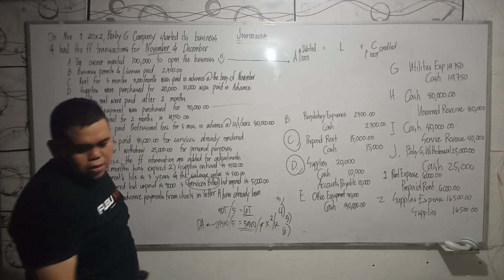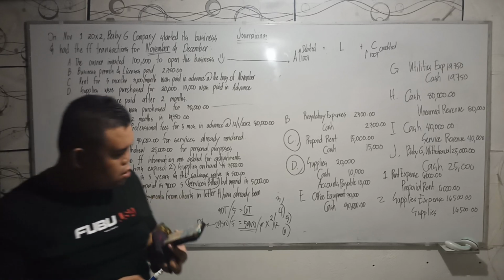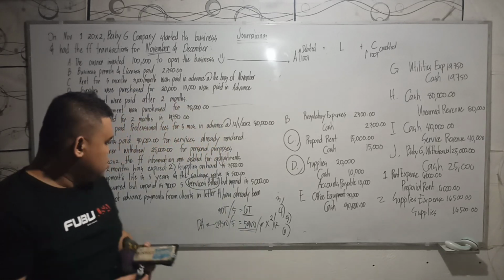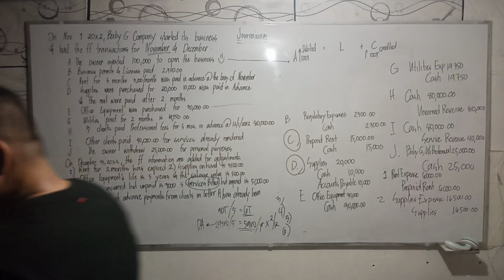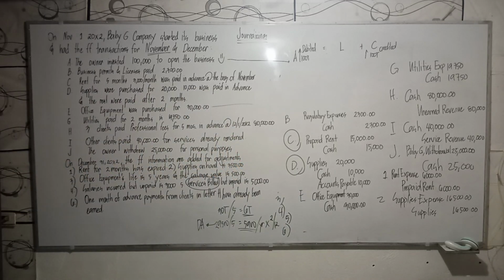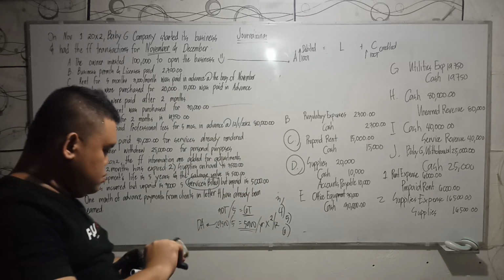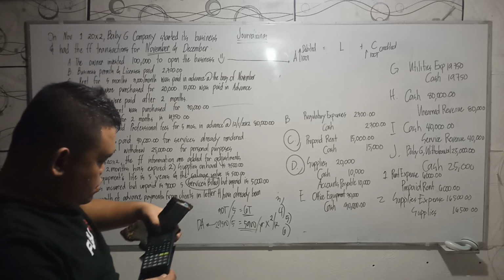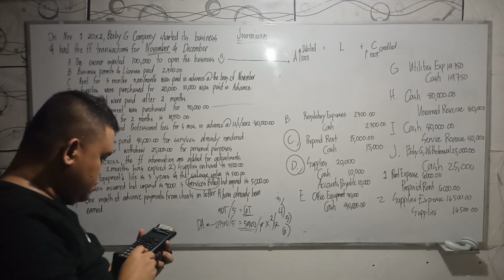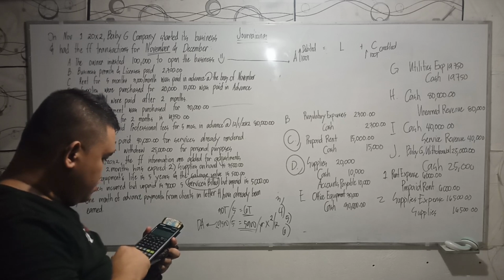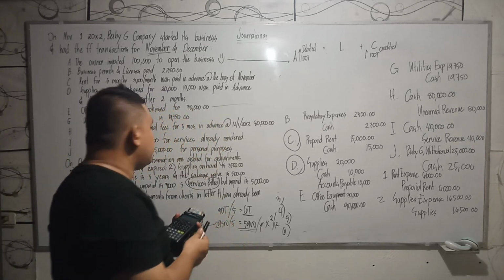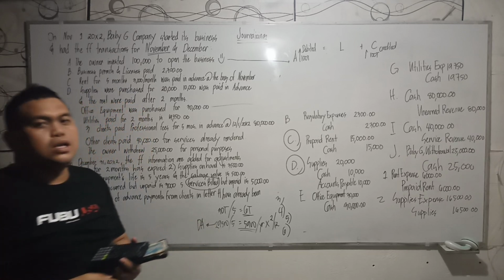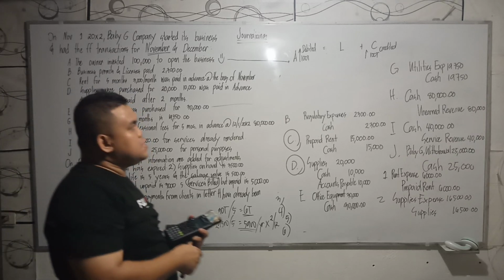And you will get, I guess, if I'm not mistaken, I forgot. Let me calculate it first. 59 times 2 divided by 12, you have 983.33. And that is what we call the depreciation expense.